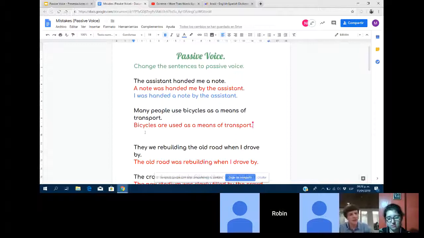See, I thought that that was correct. Bicycles are used, because bicycles is the object, yes. And "are used" is passive voice, to use as a means of transport. Frankly, I could be mistaken, but that sounds right already. So it's correct. It sounds correct.